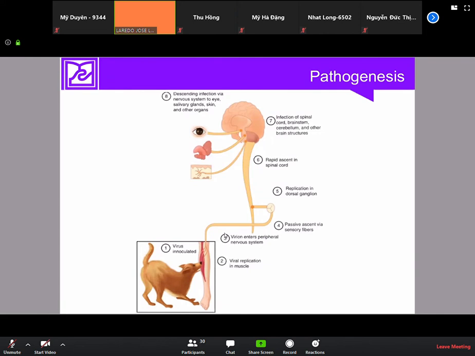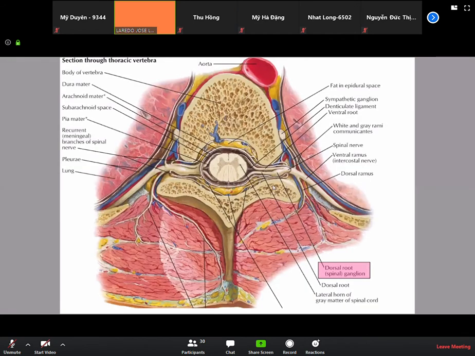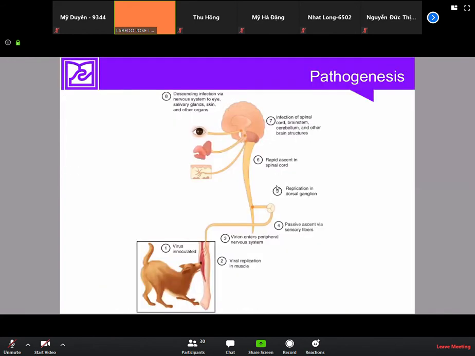Later, the most important step, this is the most important. After replication in the muscle, the virions, viruses, enter in the local peripheral nerves, and they will travel through the nerves until they reach the dorsal ganglia, close to the spinal cords. This, the dorsal ganglia. They replicate here.